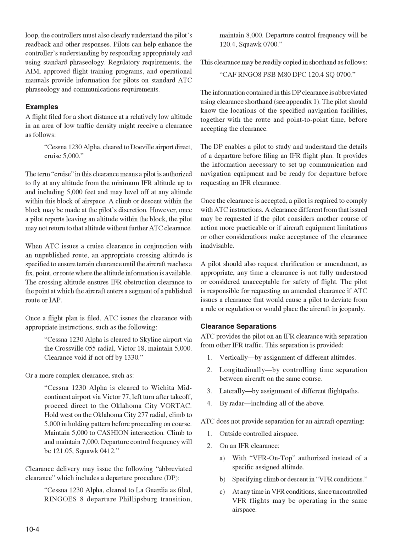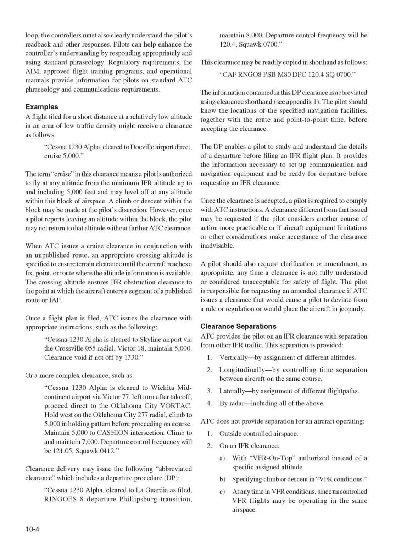Clearance delivery may issue the following abbreviated clearance, which includes a departure procedure, DP: "Cessna 1230 Alpha, cleared to LaGuardia as filed, Ringo 8 departure, Phillipsburg transition, maintain 8000. Departure control frequency will be 120.4, squawk 0700." This clearance may be readily copied in shorthand as follows: CAF RNGO8 PSB M80 DPC 120.4 sq 0700. The information contained in this DP clearance is abbreviated using clearance shorthand, see Appendix 1. The pilot should know the locations of the specified navigation facilities, together with the route and point-to-point time, before accepting the clearance.